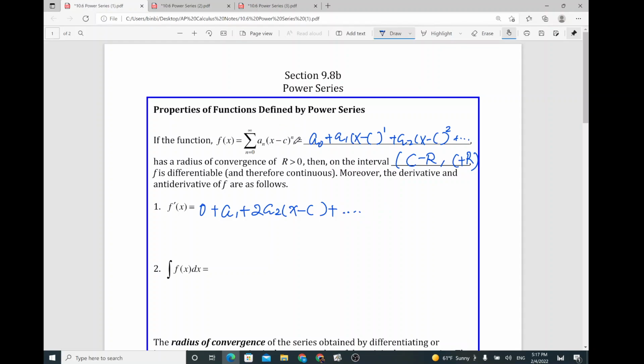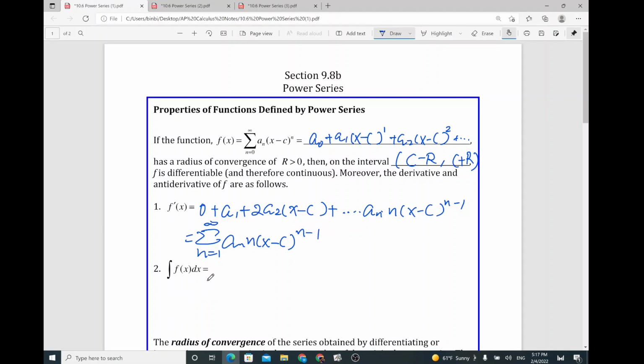All the way to the term a sub n times x minus c to the power of n minus 1. This can be written as the sum from n equals 1, since the 0 term doesn't count, so you start off with a sub 1, to infinity of n times a sub n times x minus c to the power of n minus 1.